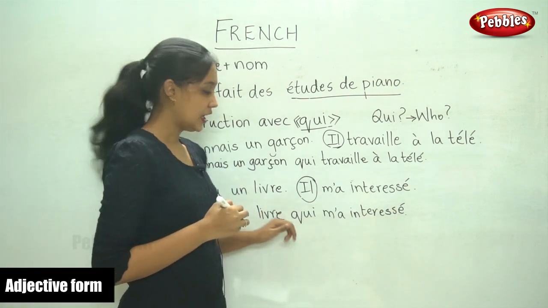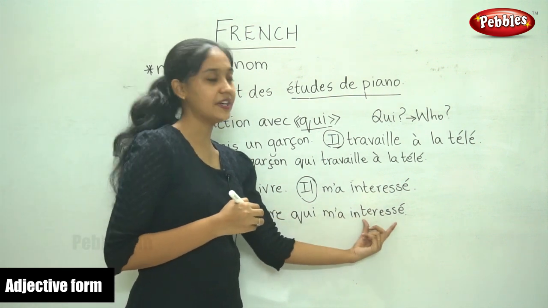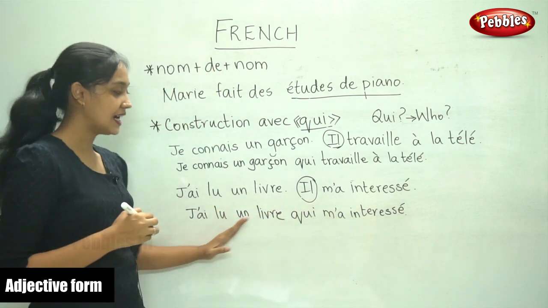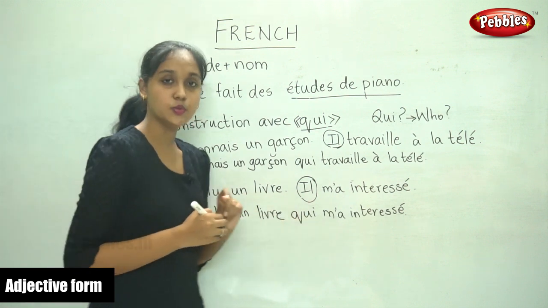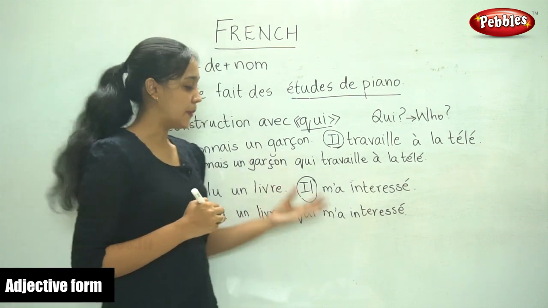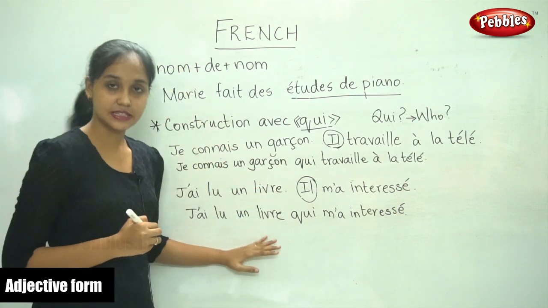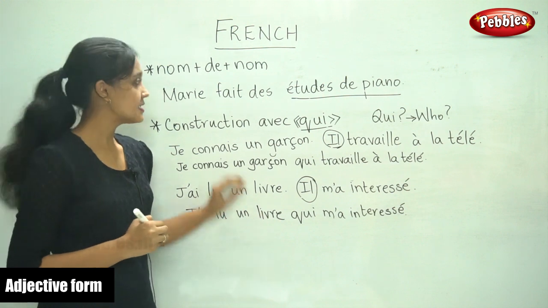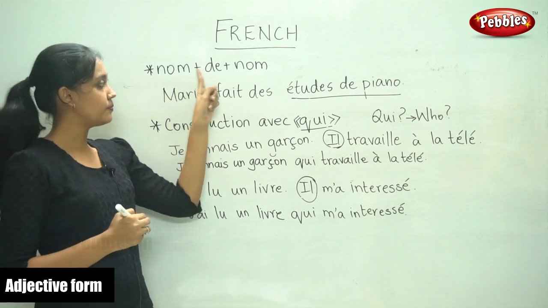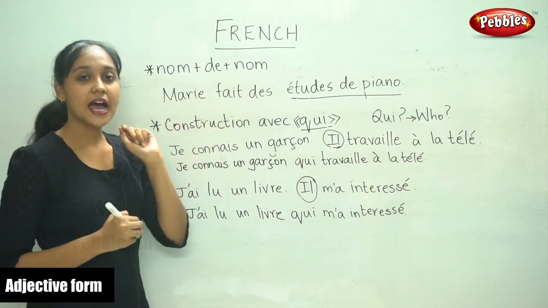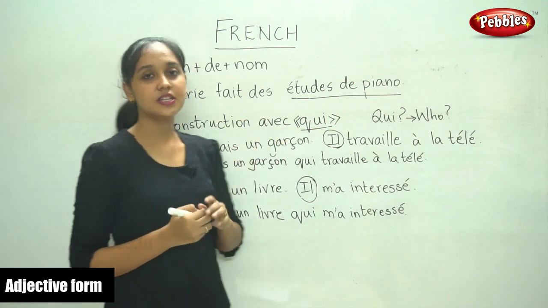So here it relates. So it describes the person's feelings, the interest. It is describing that you are interested in the book. So this is a word that we use to characterize a person or a place. So there is one more concept left in this. So we will see what that is. But you need to remember this form of the adjective, nom plus de plus nom. And you can also use qui to characterize a person or a place.